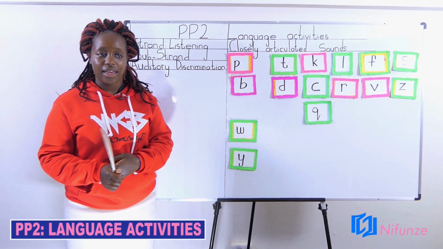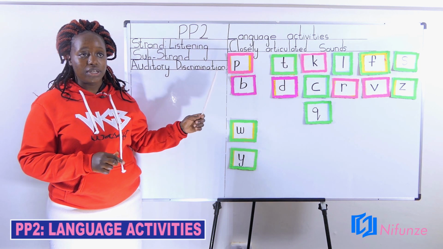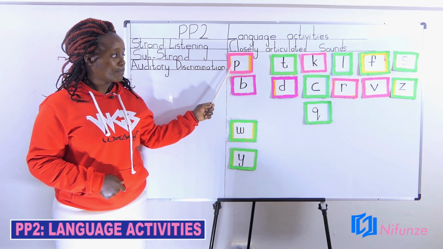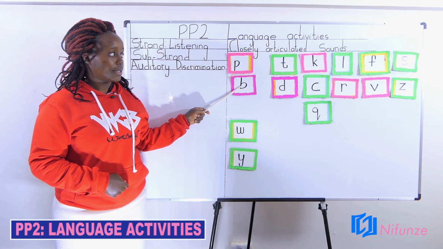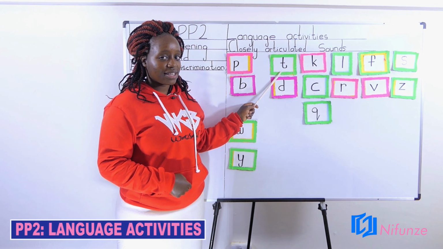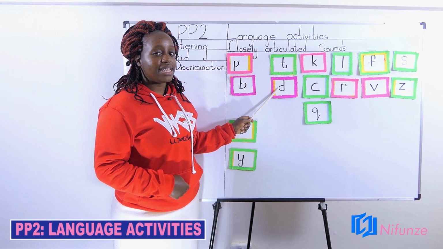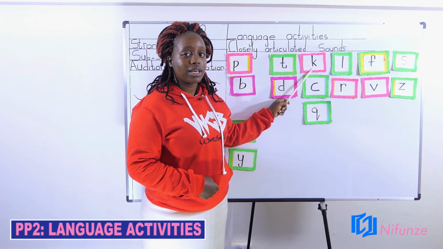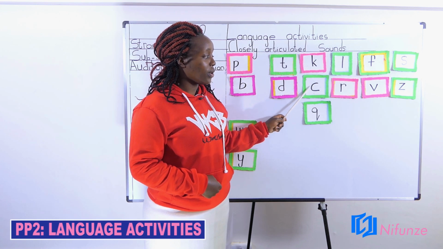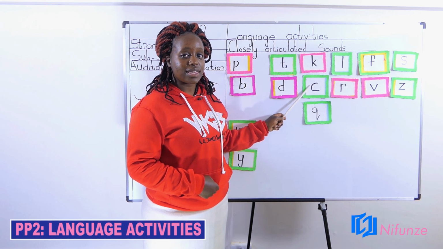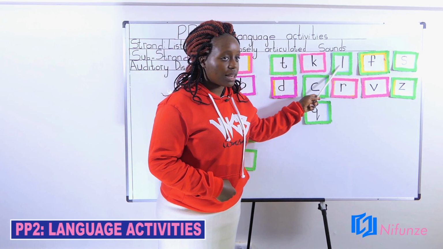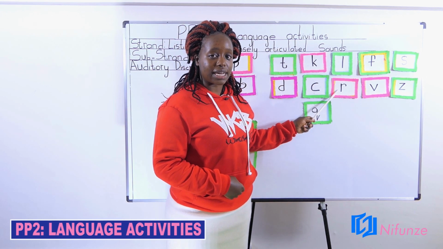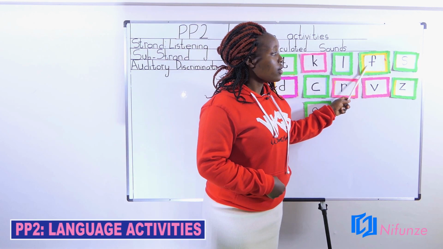How are you today? So, we are going to start by sound b. Sound b. Sound t, sound d, sound k, sound l, sound r, sound f.